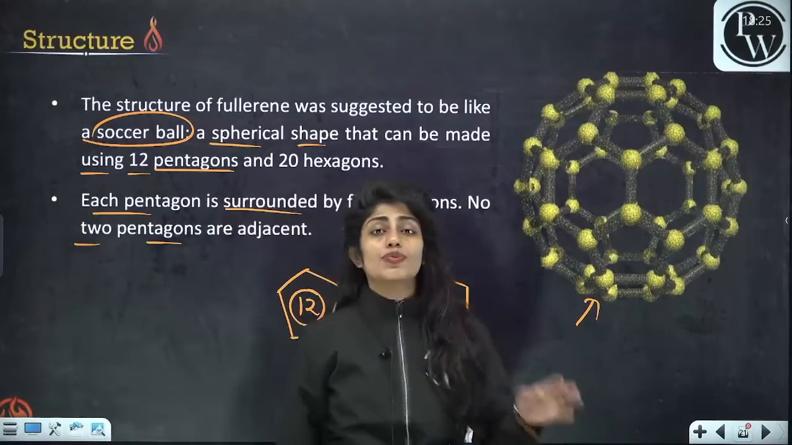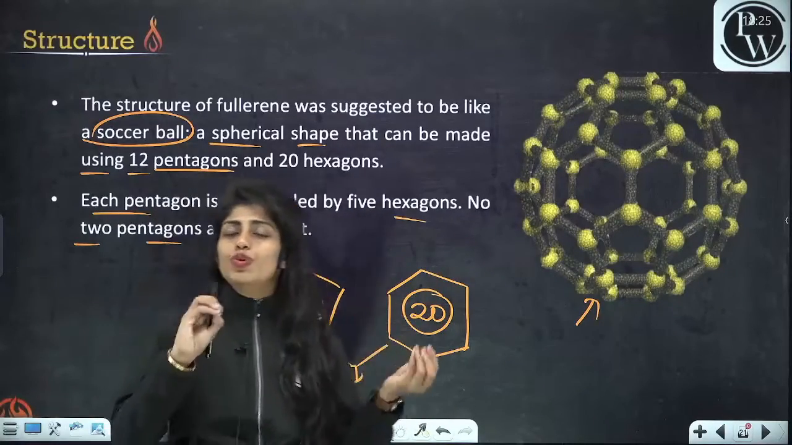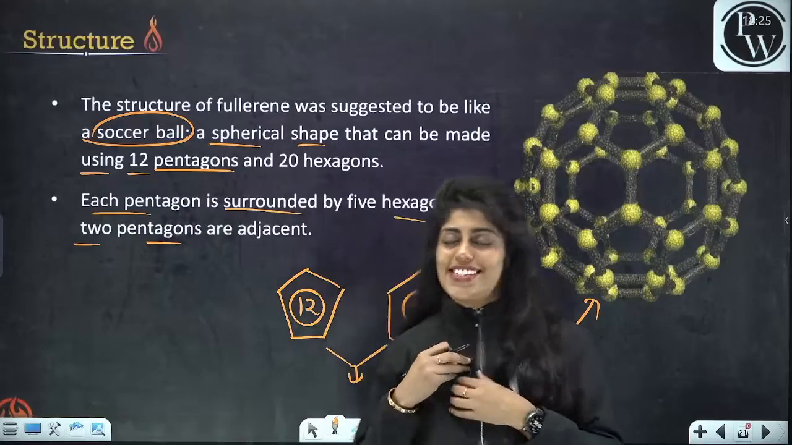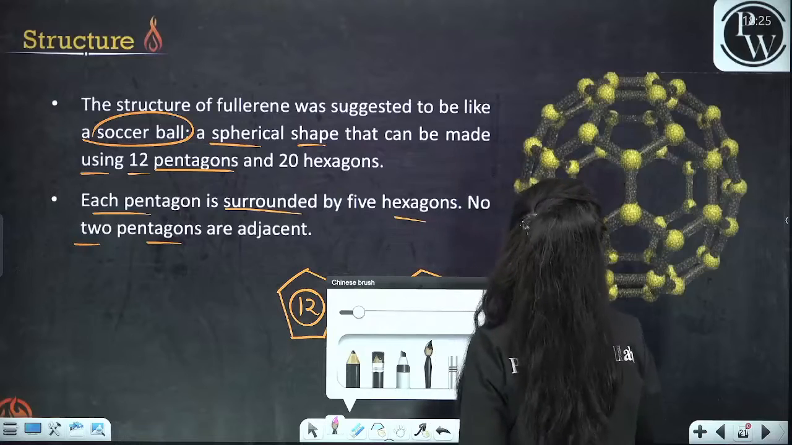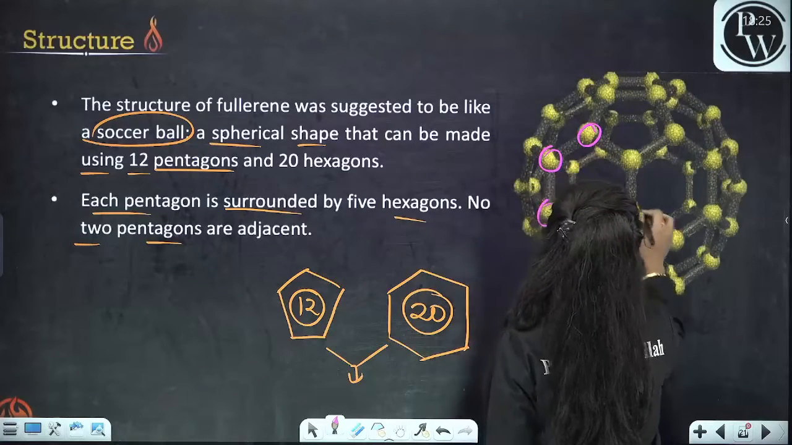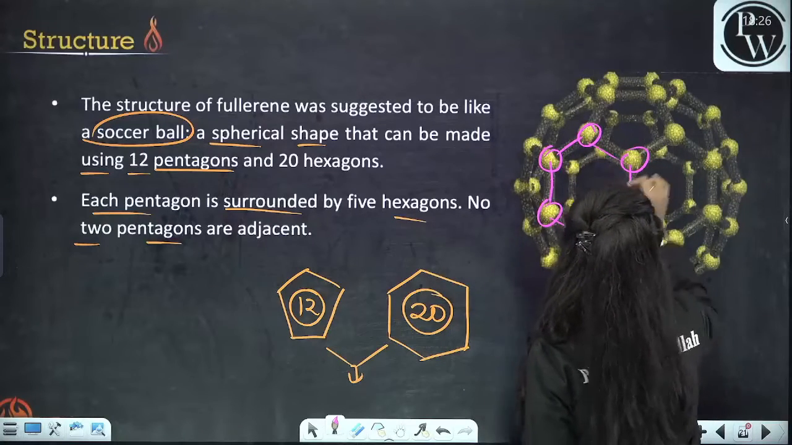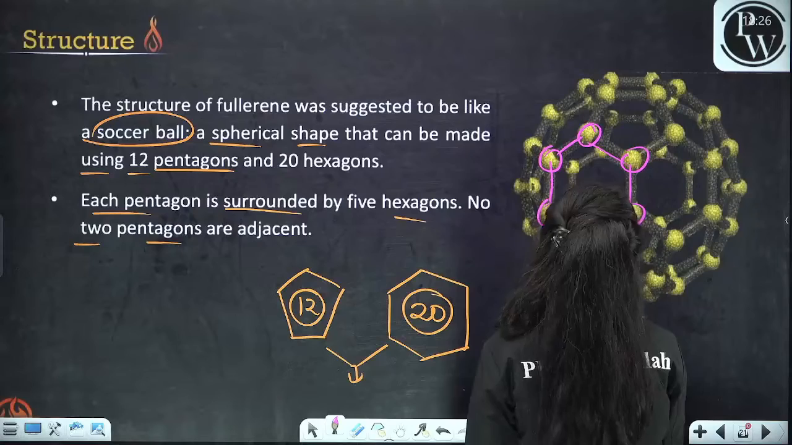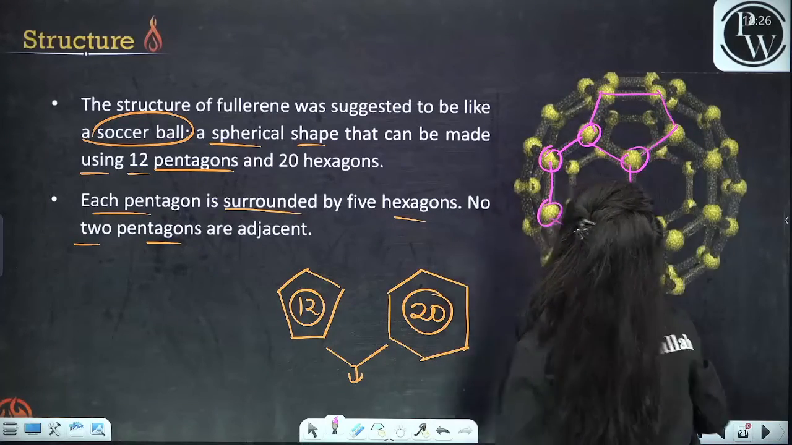In the higher classes, you will get to know the structure in detail. But right now, there are a few important points that you need to understand. Okay. Now, here you can see the pentagon and the hexagons. Let me show you. 1, 2, 3, 4, 5 and 6. So, it's a kind of hexagon. Right? If I talk about any pentagon, so it is kind of here. Yes?